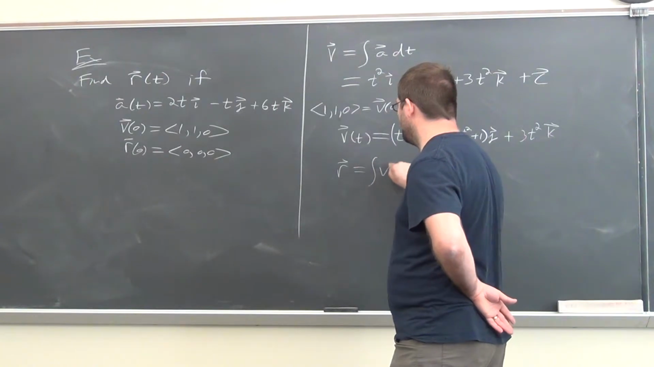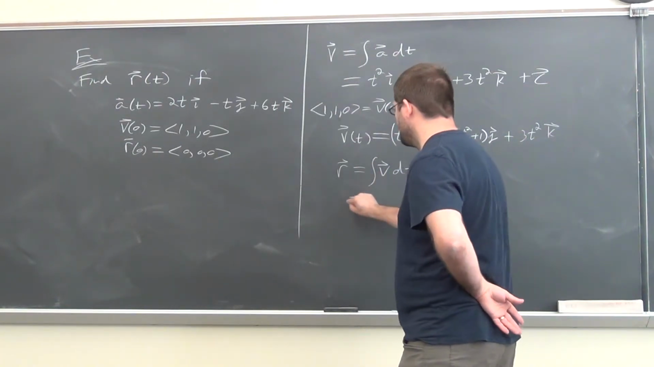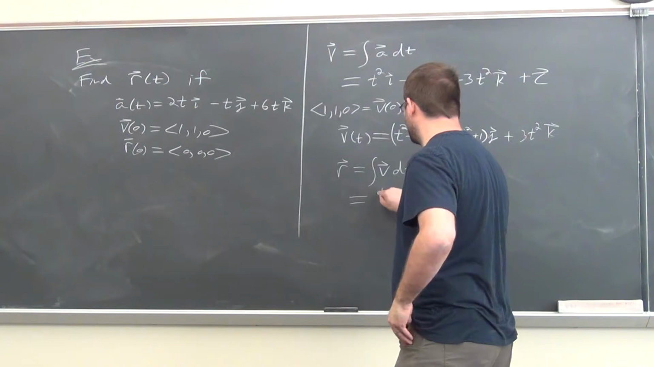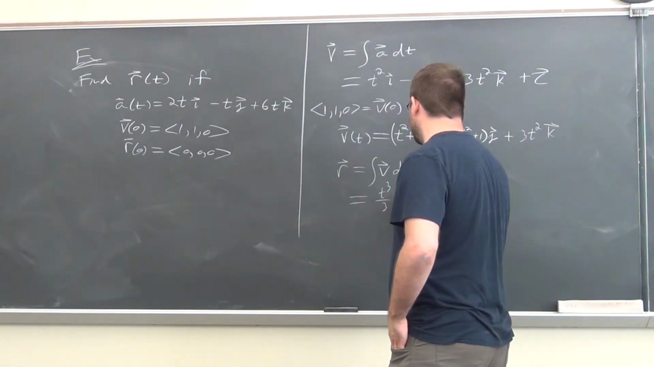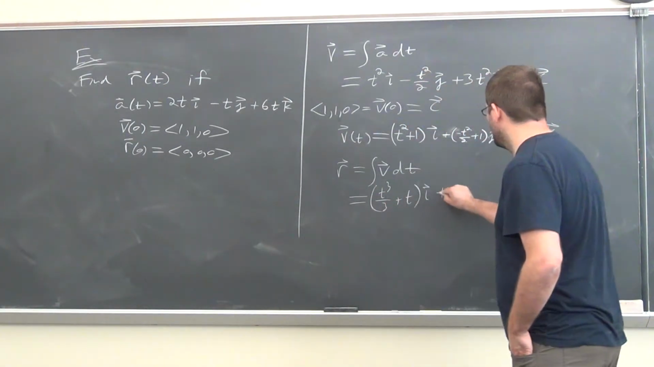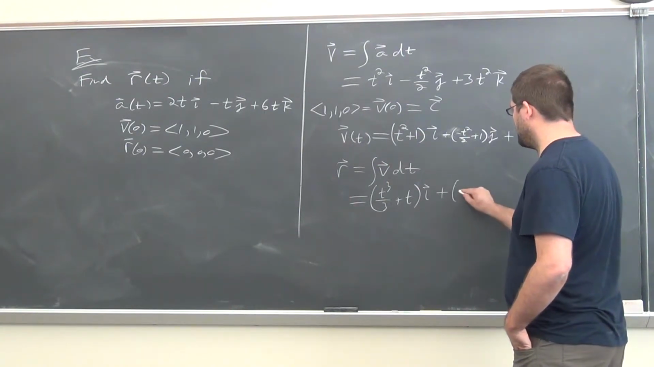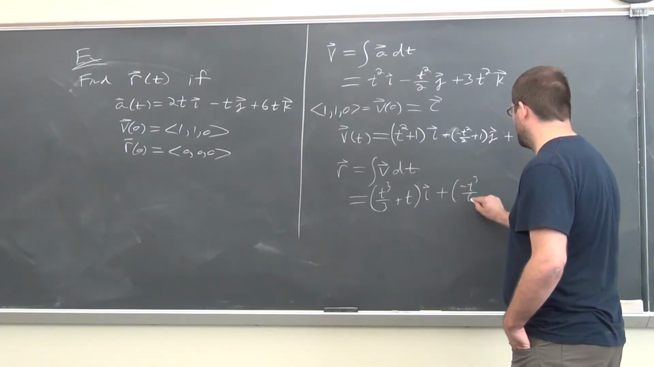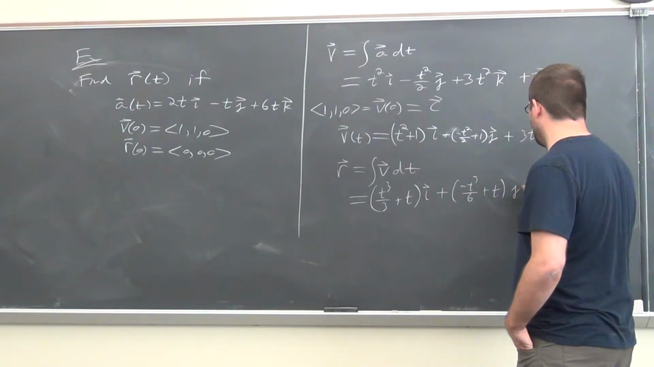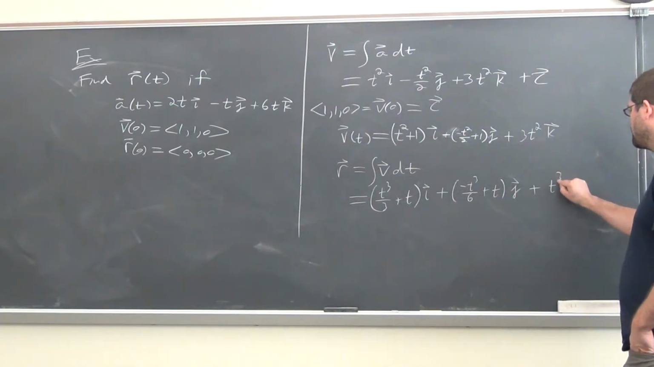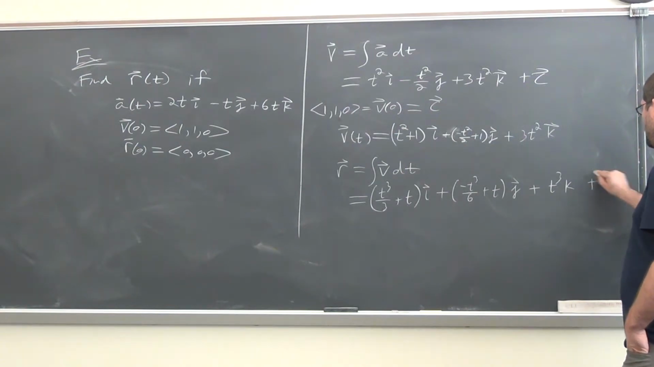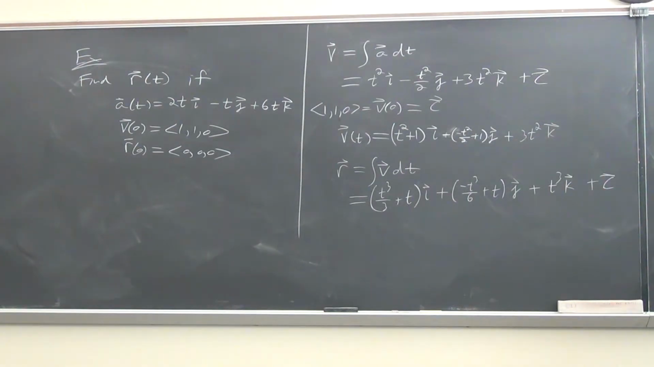R is the integral of velocity. So that's t cubed over 3 plus t i, plus negative t cubed over 6 plus t j, plus t cubed k, plus c. What's your constant in this case? Yeah, right here. Position was 0, 0, 0, and so if you plug in zeros, that's what you get. So I'm just going to leave it off. So your answer is just that without the constant.